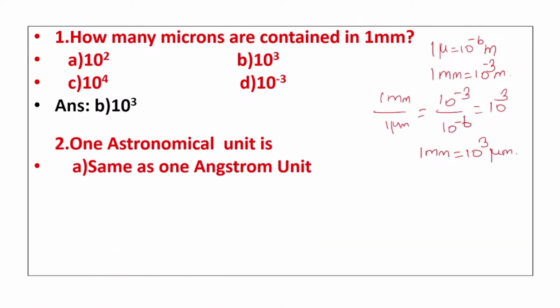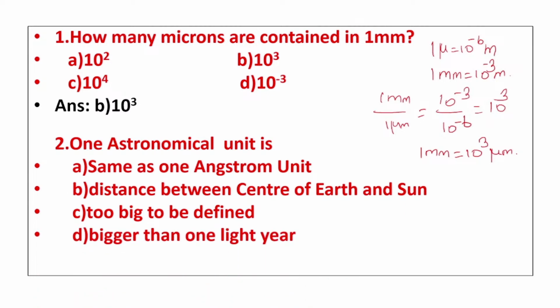1 astronomical unit is equal to the distance between the center of the earth and the sun. The value also you may know. What's the value of 1 astronomical unit? 3.26 light year? No, that is parsec. Parsec only is 3.26 light year. The distance between the center of earth and sun will be 1.5 into 10 power 11 meter, or 150 million kilometer.